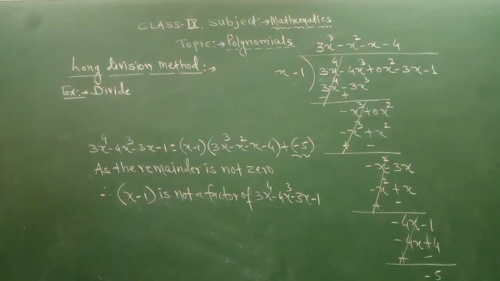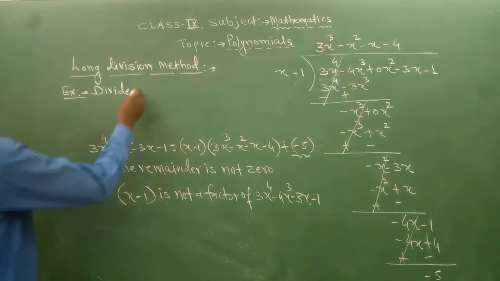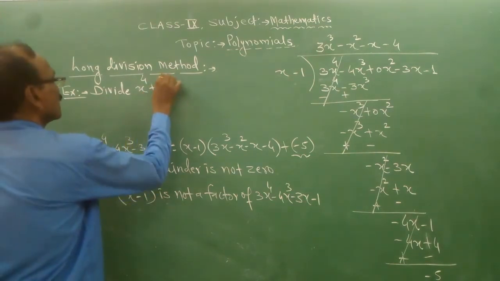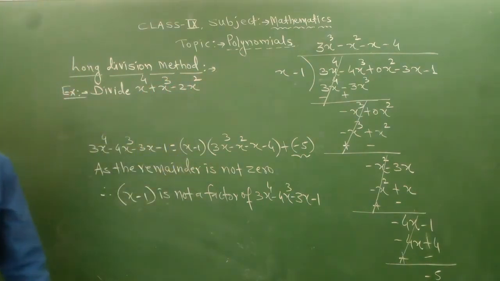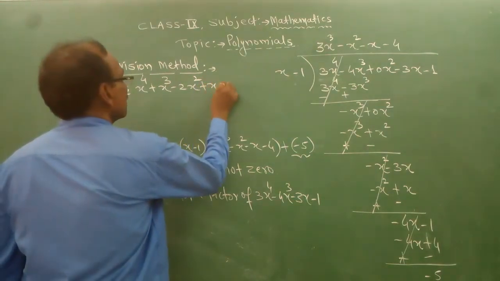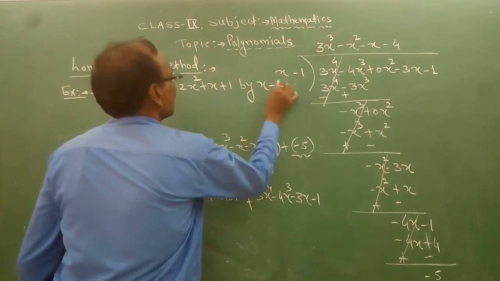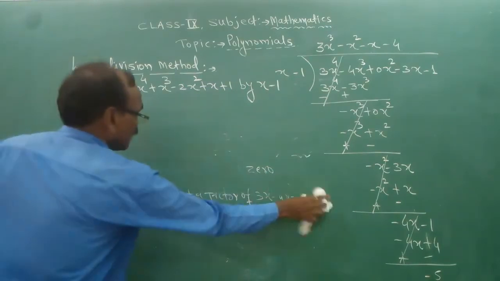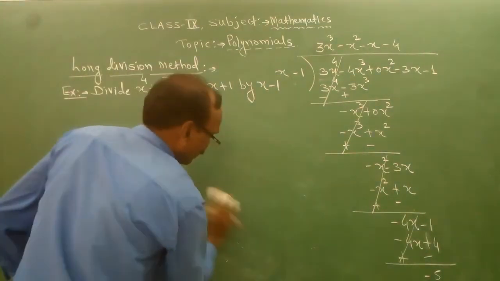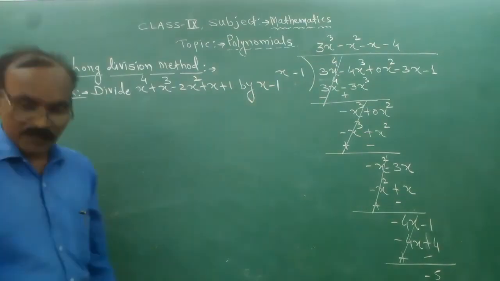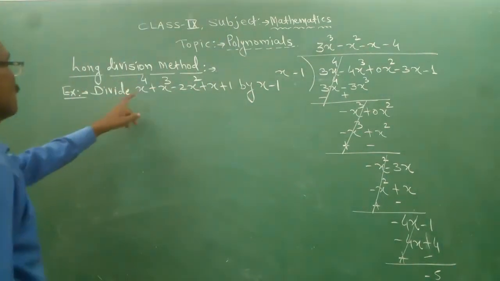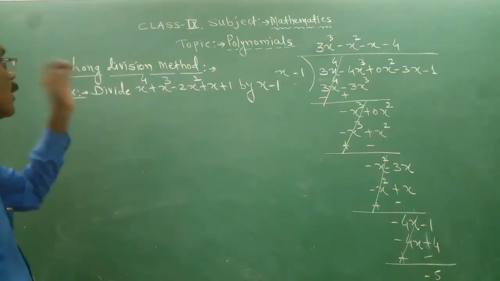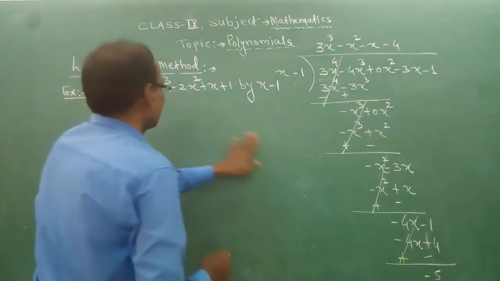So one last example, divide x raised to the power 4 plus x cube minus 2x square plus x plus 1 by x minus 1. Okay, we divide this by x minus 1. Again you check whether the power of the variable x in p of x are in descending order or not. So here power is 4, 3, 2, then 1. Okay, no problem. It is already in descending order, the power of the variable. So we can just divide now.